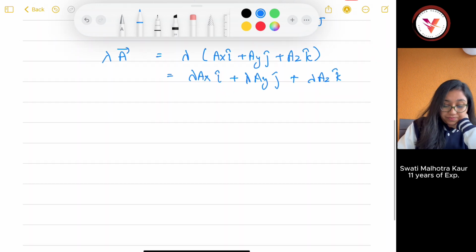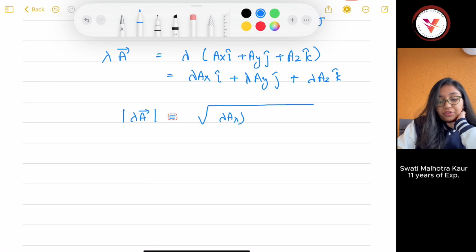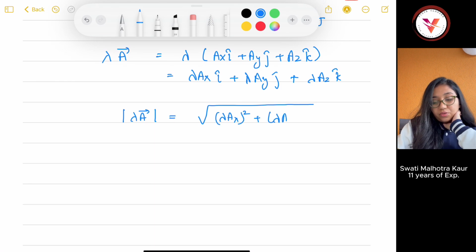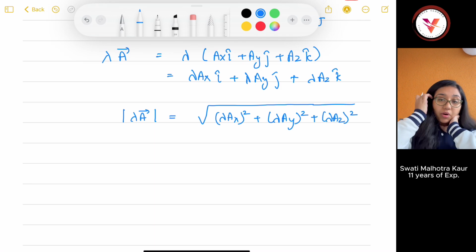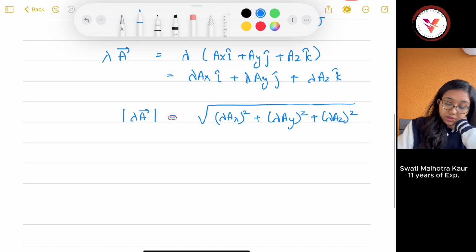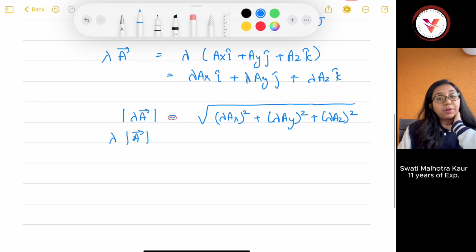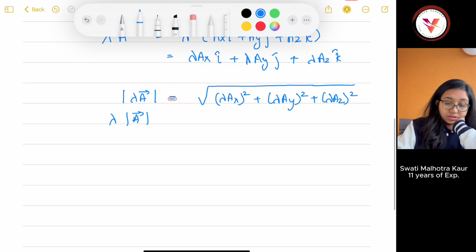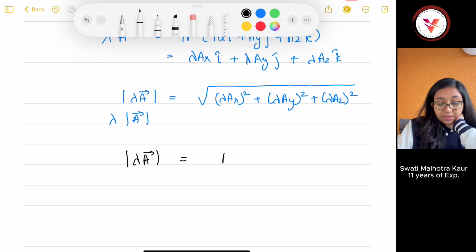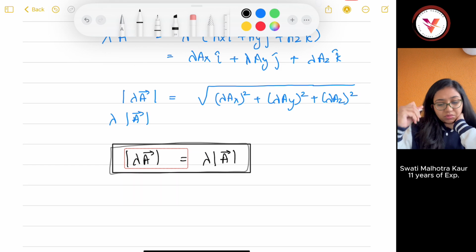Now, if you want to get its magnitude, you can simply take the square root of the sum of the squares of its coefficients and you will get its magnitude. Or you can get the magnitude of a and then multiply by lambda. So lambda times the magnitude of the a vector equals the magnitude multiplied by the scalar quantity. You'll get the same thing.